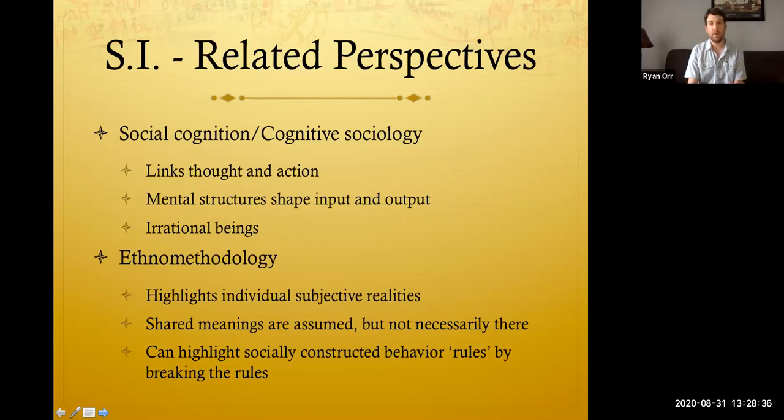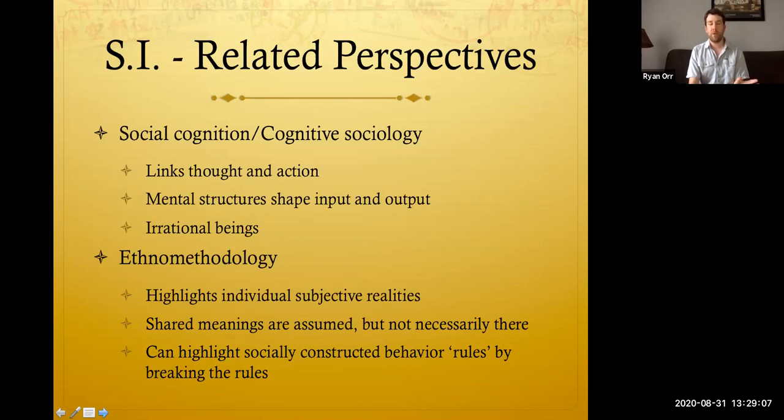These thought structures are called schemas, and schemas are created through socialization. And again, they influence how we interpret the world, but they also influence how we act towards that world at the same time. And here they believe people are irrational beings. So it overlaps a little bit with Freudian theory that people are irrational, but it's different than Freud's theory.